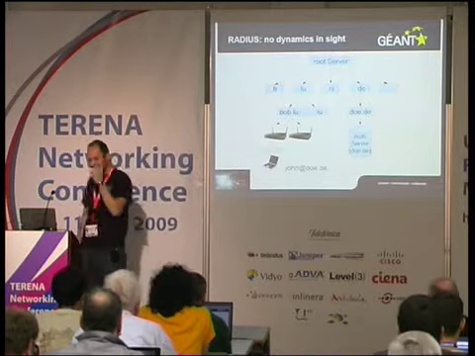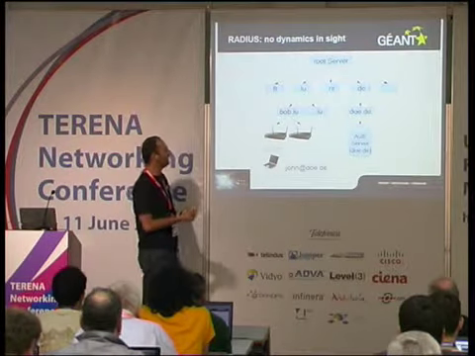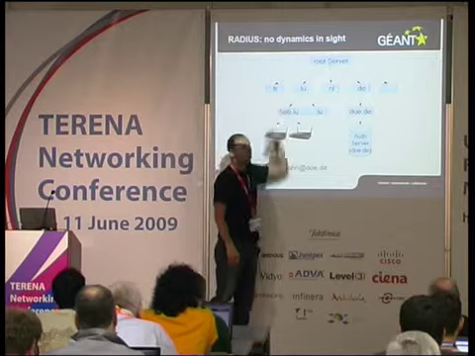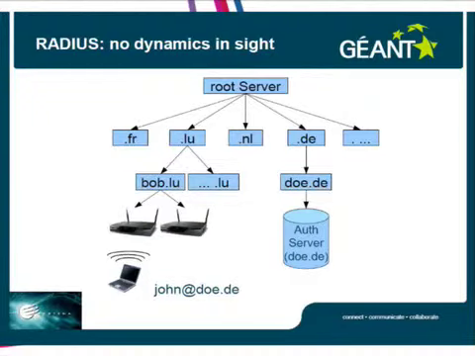That RADIUS server says, I just know about bob.lu, no idea about do.de. So I'll just send it onward in my hierarchy. Maybe someone else knows about this domain. Then it ends up at the .lu server, also no luck. It's again sent up to the European root server. This European root knows about Germany and that there is a server for eduroam in Germany, which in turn knows do.de, and then the user can be authenticated. So if you think you find anything dynamic in here, please let me know. We have really failed to do so.